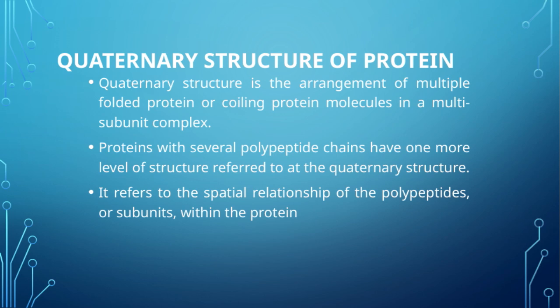Essentially, when a protein has several polypeptide chains, it gains an extra level of structural organization, what we call the quaternary structure. This level describes the spatial relationship between these individual subunits within the whole protein. Think of it as how the pieces fit together in a complex puzzle. Understanding this arrangement is crucial because it often influences the protein's function and stability.